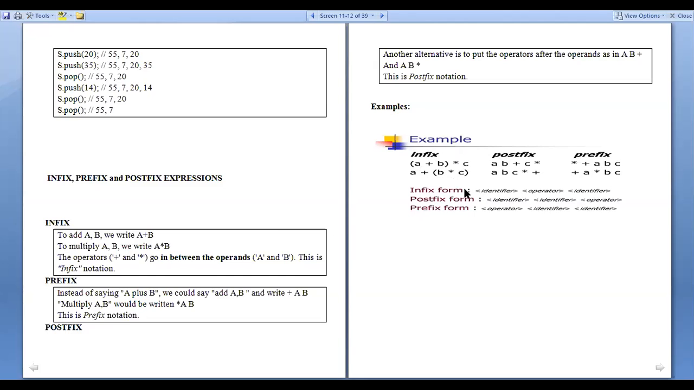b c. Infix form will be having identifier, operator, identifier. Postfix form will be having identifier, identifier, operator. Prefix form will be operator, identifier, identifier.